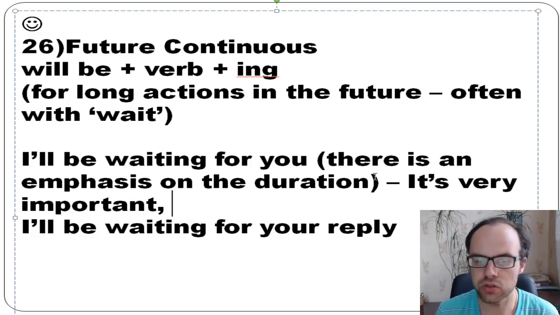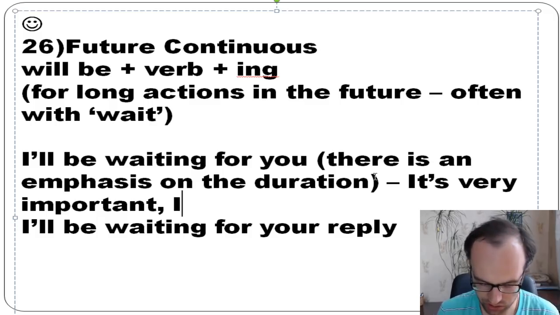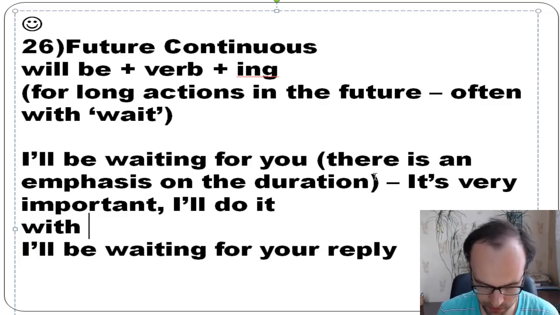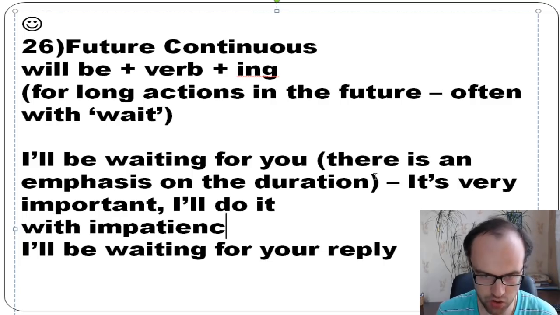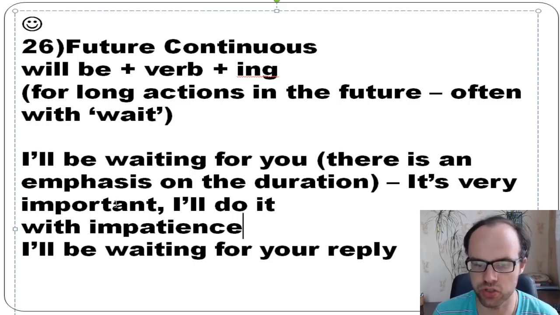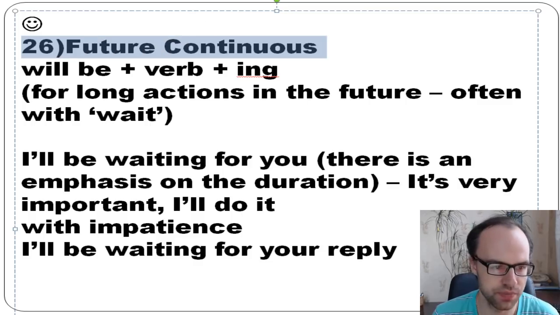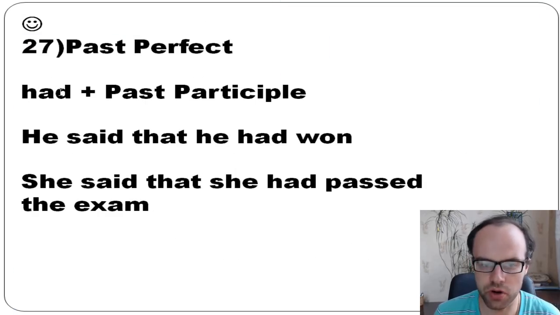So I'll do it with impatience. Okay? Yeah, it's very important. And I'll be waiting for your reply, yeah? So we also see an emphasis on the duration. Your reply is very important for me and I'll be waiting. So it's future continuous.